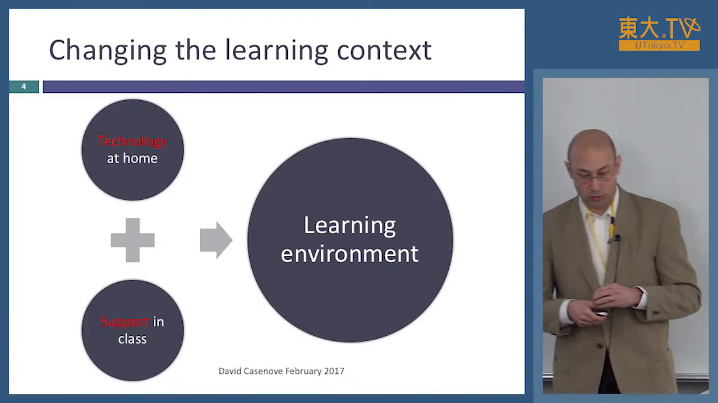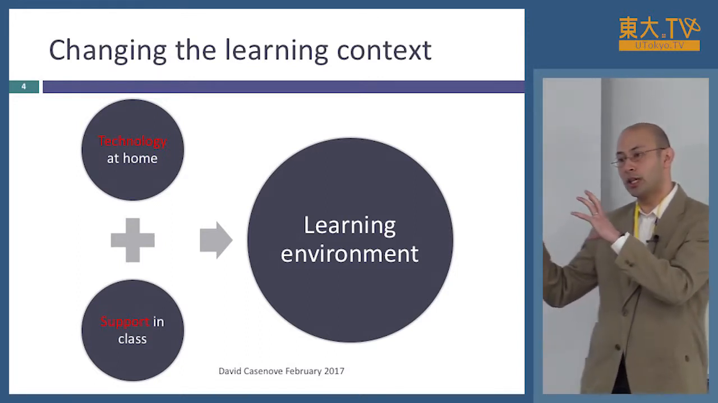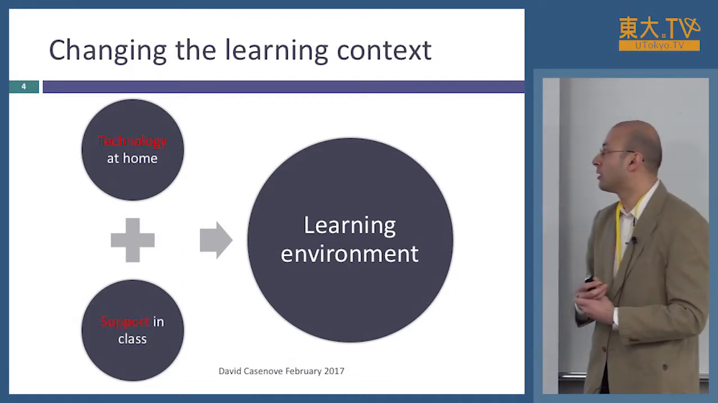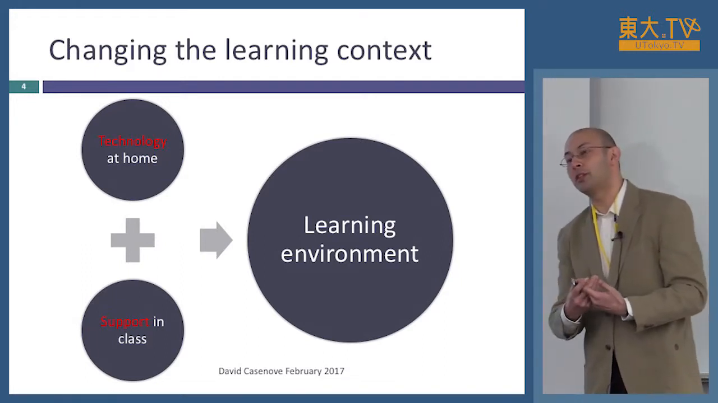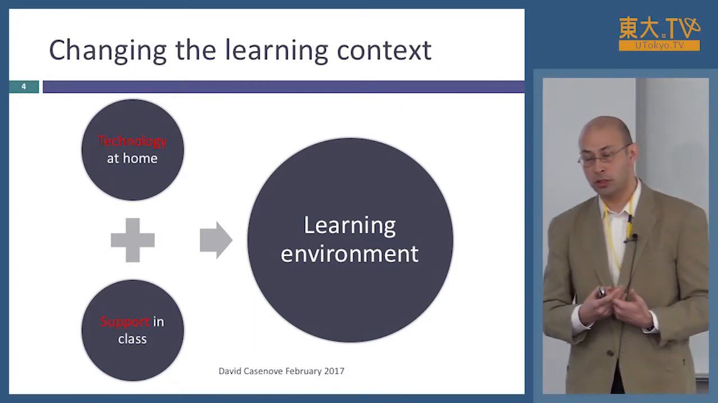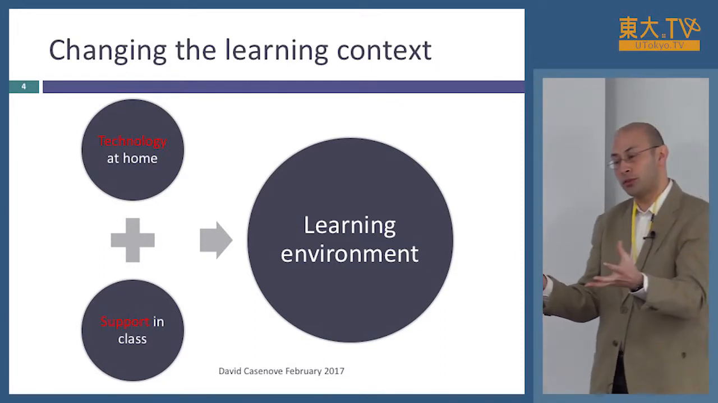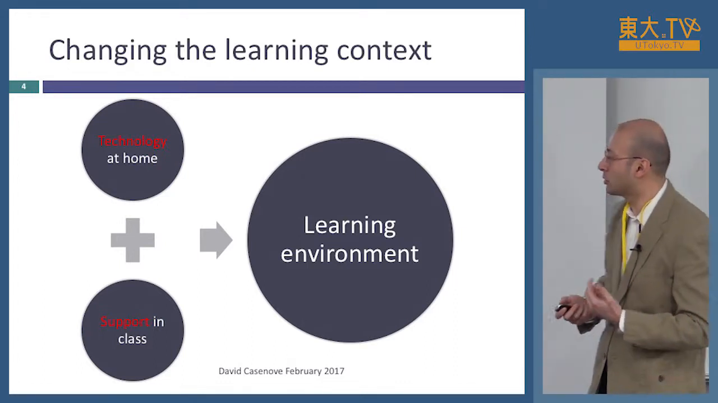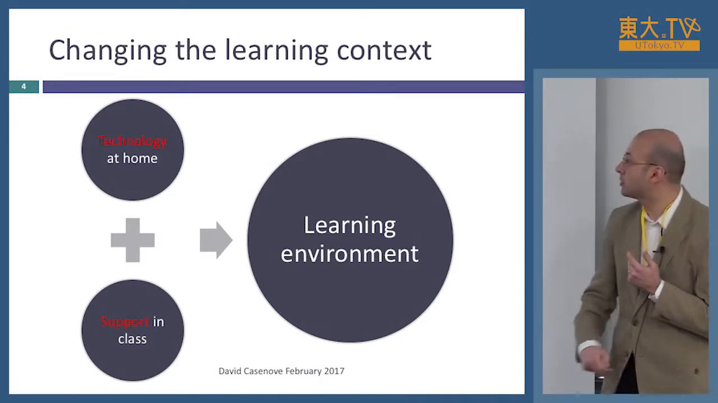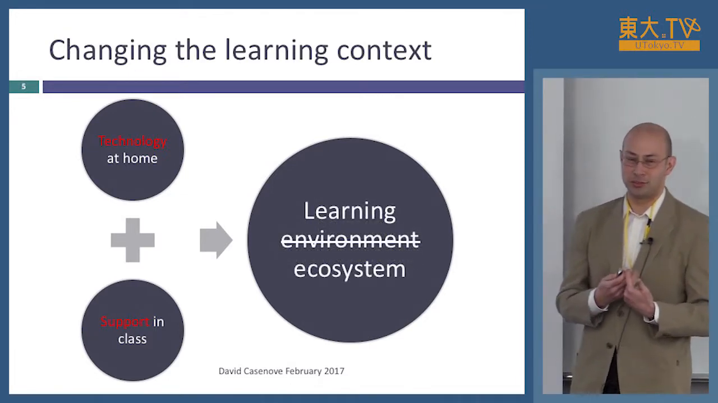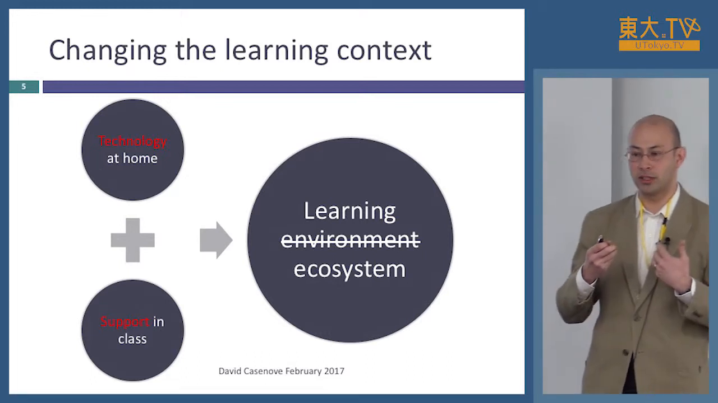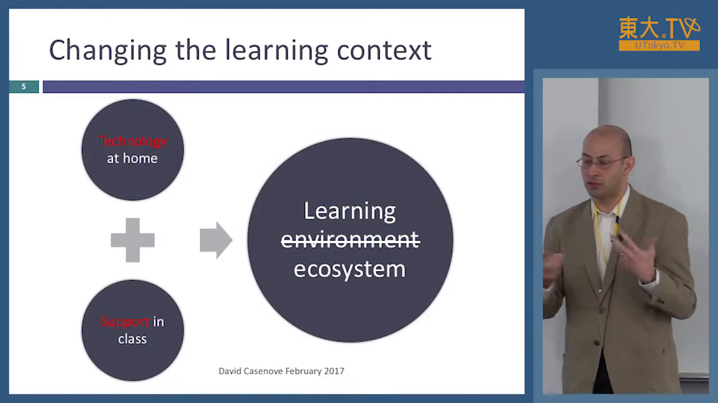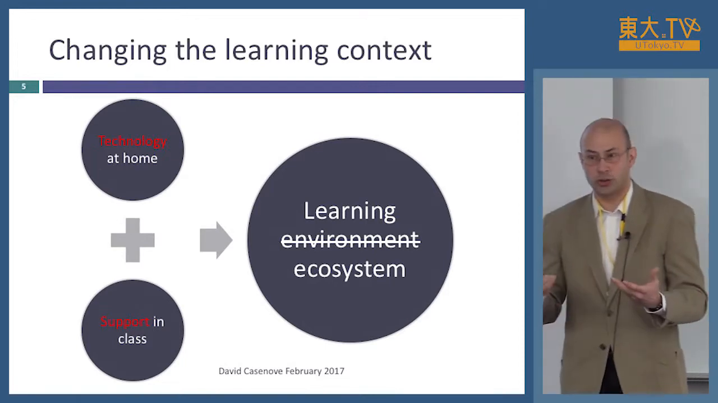So this combination of the use of technology at home and the support obtained in class changes dramatically the learning environment for the students. But not only what is given to the student is different, it's also a question of what they do themselves and how they are involved in the classroom. So that's why I prefer to use the term learning ecosystem rather than talking about learning environment, in the sense that the students are producing interactions that themselves modify the way they obtain the information and construct their own knowledge.